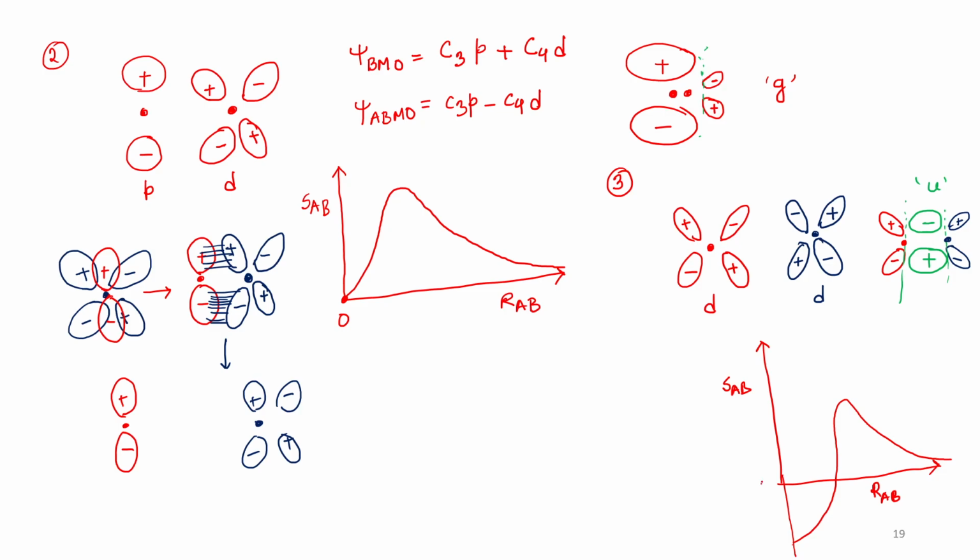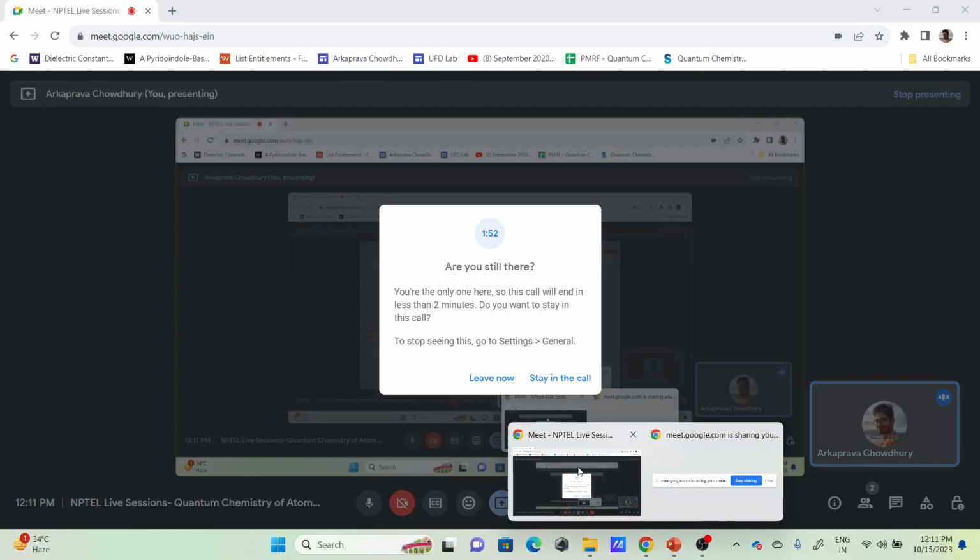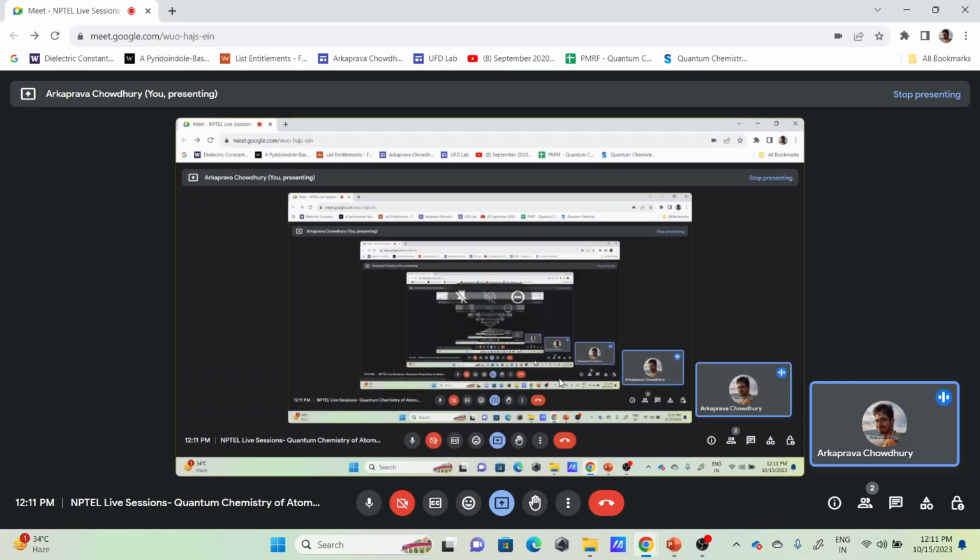Suppose this is the zeroth line. At 0 internuclear distance, the overlap is going to be negative because they are not overlapped well, but at a particular distance the overlap will be maximum, and then it will decrease and become 0 at infinite distance.